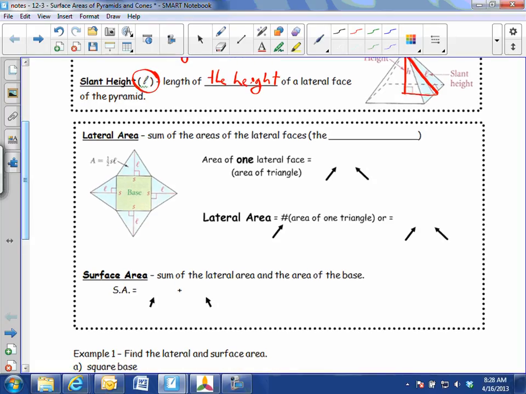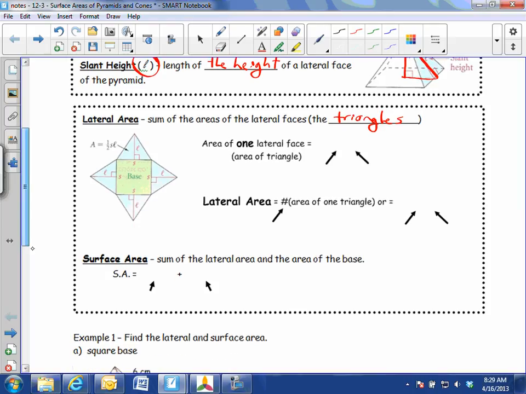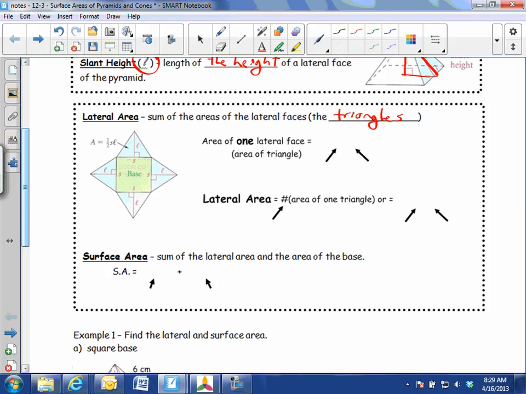Alright. Lateral area, just like yesterday, it's not with the base, it's all the other sides. So it's the sum of the areas of lateral faces, meaning all the triangles. Okay, so the area of one lateral face, meaning one triangle. If we look at the net over here, remember a net is like if I was going to cut this out of here and fold it and tape it together, I would get a pyramid. So here is the net, the one that you guys have up here. If I was going to fold it up, we get a pyramid.